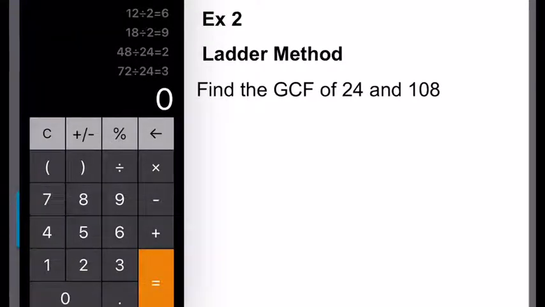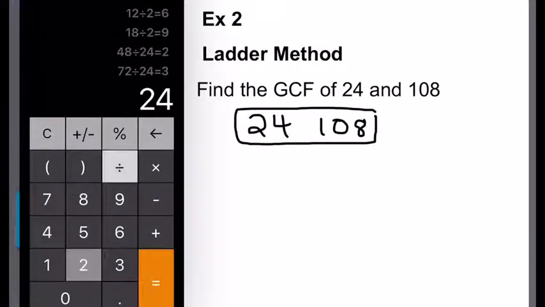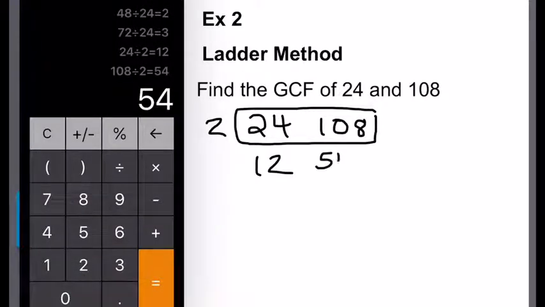Let's do another example of GCF using the ladder method. This time, we are going to find the GCF of 24 and 108. So we start by putting 24 and 108 in a box. Again, both of my numbers are even, so we can divide both 24 and 108 by 2. 24 divided by 2 is 12. 108 divided by 2 is 54. Put the 2 outside the box, put 12 and 54 under the box, and put it in a box.